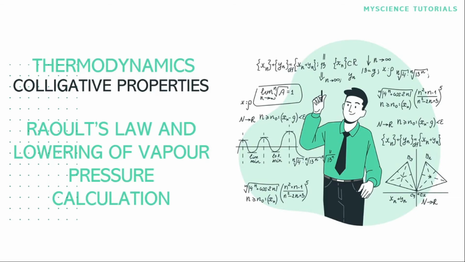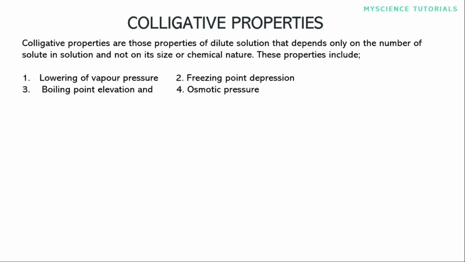So let's begin. We want to first of all start by looking at what colligative properties are. Colligative properties are those properties of dilute solutions that depend only on the number of solute particles in a solution and not on its size or chemical nature. Simply put, colligative properties depend on the mole of the solute present in solution.